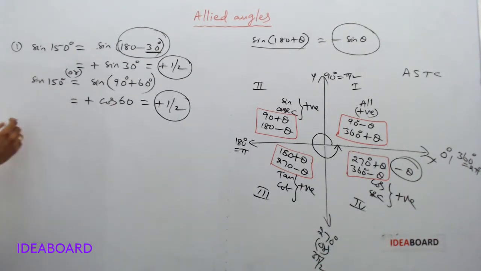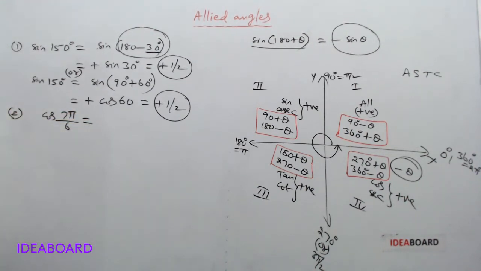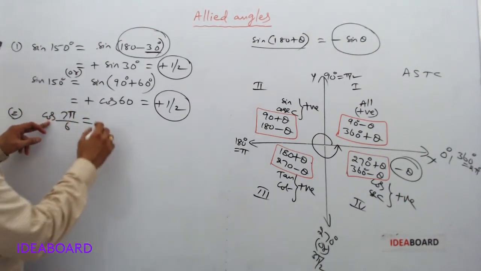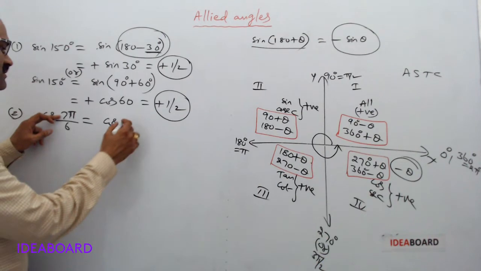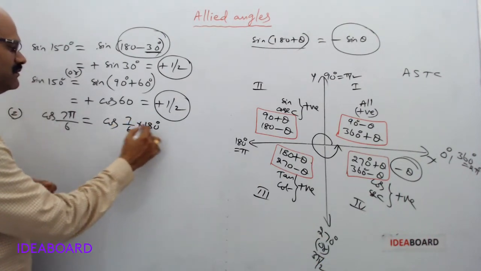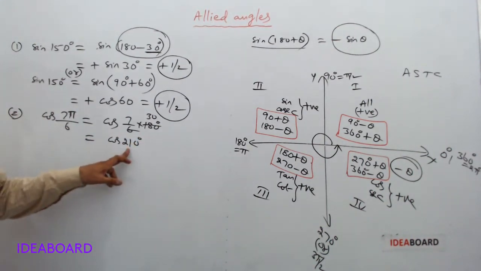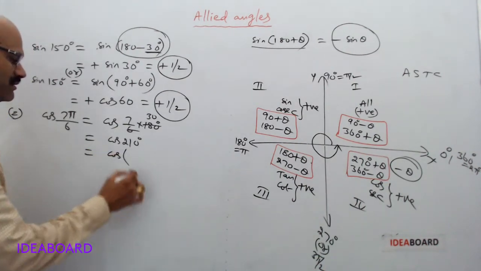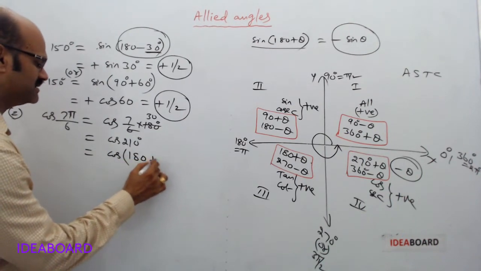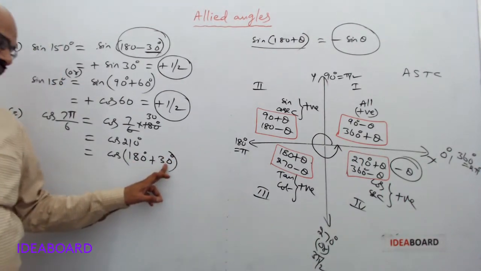Similarly, find the value of cos 7 pi by 6. 7 pi by 6 means cos of, we know that pi radians equal to 180 degrees. So cos of 7 by 6 into 180 degrees equal to cos of 210 degrees. Now 210 degrees can be written as cos of 180 plus 30, that is 180 degrees plus 30 degrees.